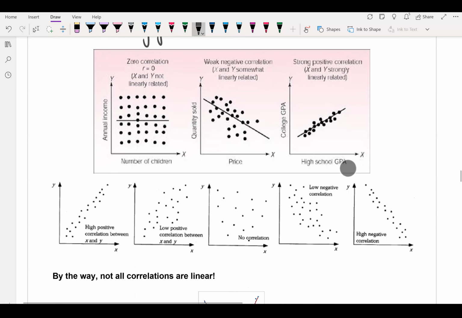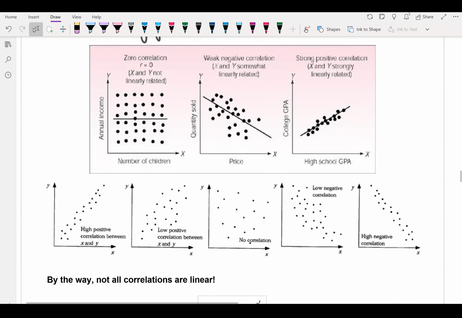We don't know. So that's how you label these things. And here are a few examples of those situations. In the first example, 0 correlation. You can see all the numbers are spread out, number of children versus annual income. There's no representation there in terms of figuring out a line. You could draw a line anywhere through this and it would work. In the second case, weak negative. They're scattered out, but they do have a general trend downhill.